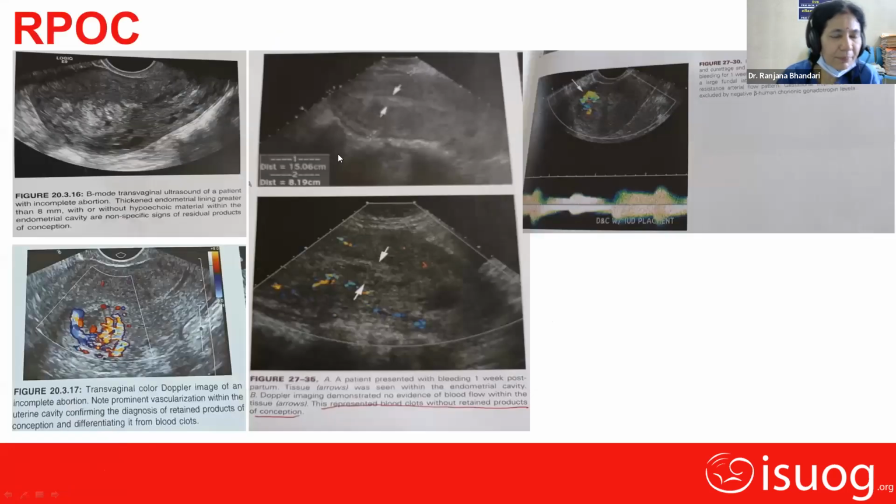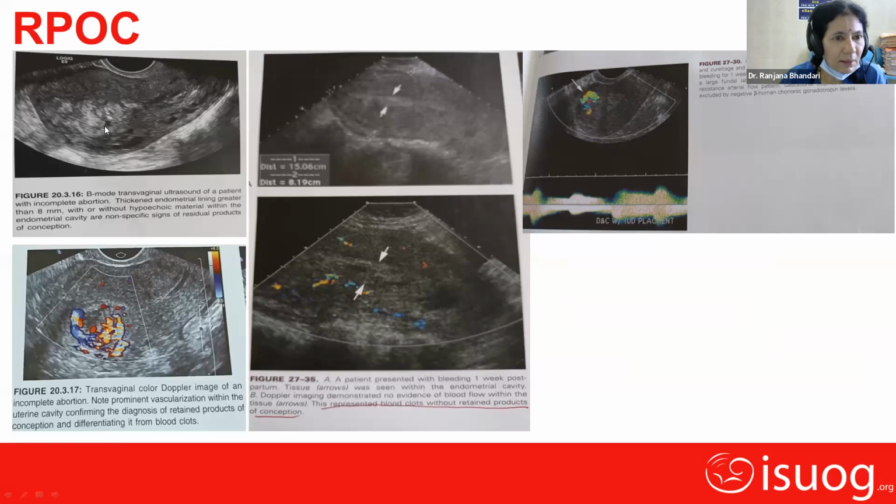Now comes RPOC. This is very, very common. We have many cases of RPOC. Daily we have to do ultrasound in the hospitals. So in B mode, you can see echogenic matter within the endometrial cavity. See, this is the cervix and this is the endometrial cavity. So we are seeing mixed echogenicity. See, some anechoic structure is also there, some hyperechoic structure also there, some hypoechoic structure also there.